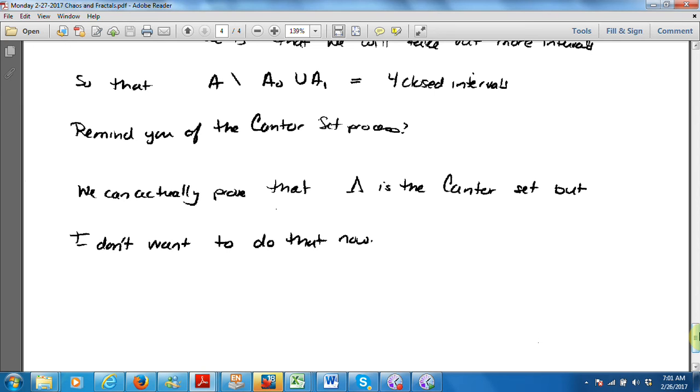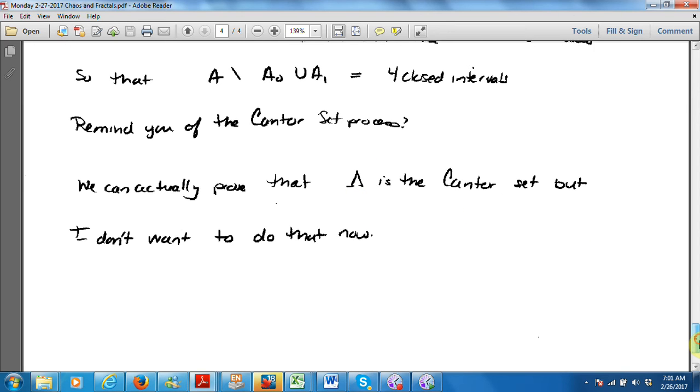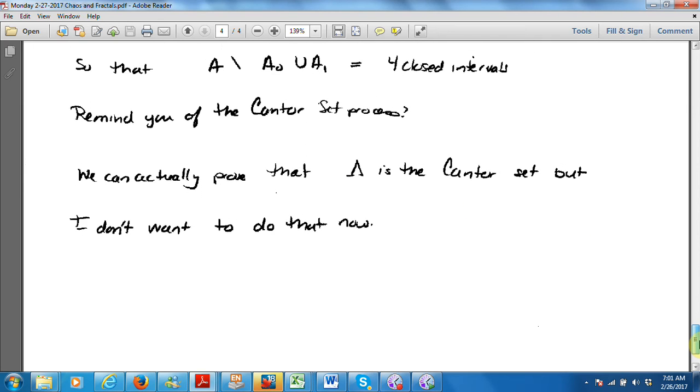But we can actually prove that those points that don't escape, this should be I minus, not A minus, I minus A0 union A1, is exactly the Cantor set. I'm not going to do that now. I'm going to leave some of these details so that we can get to the main point of pulling all these things together. And I will see you Wednesday.